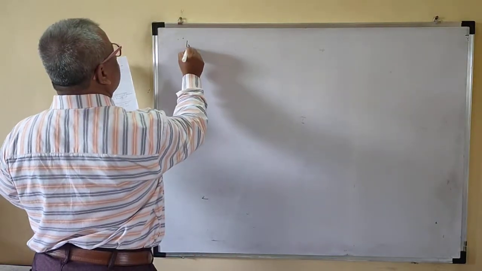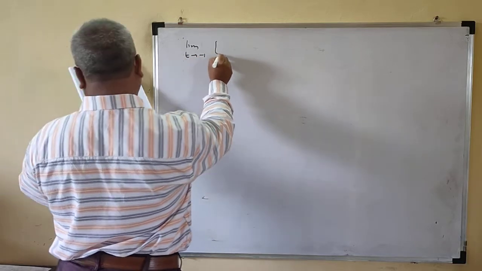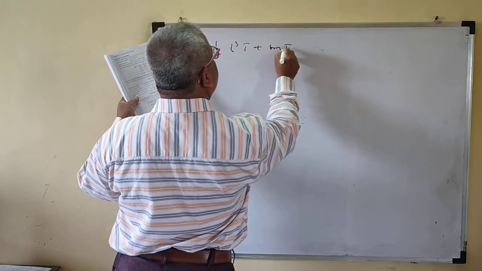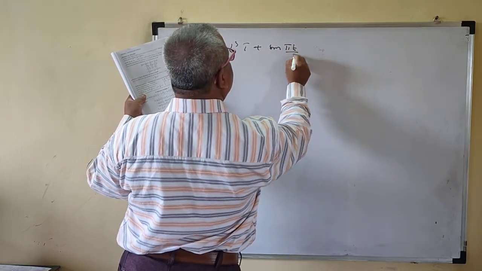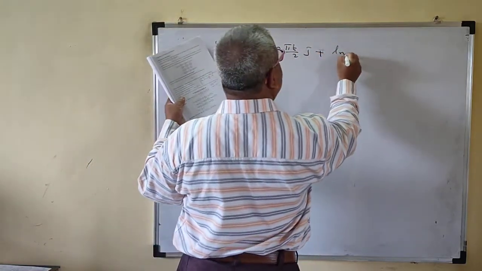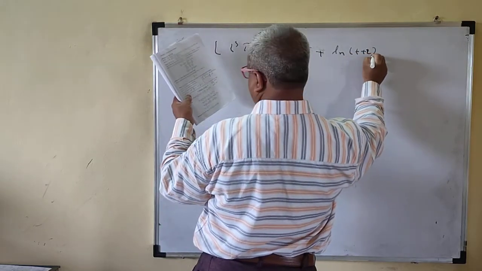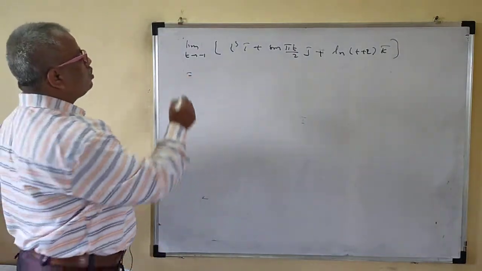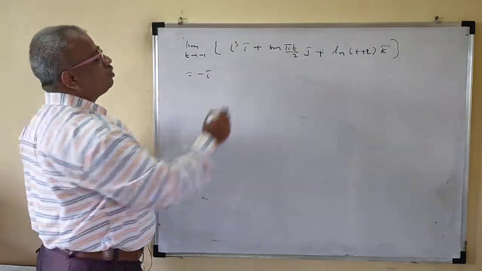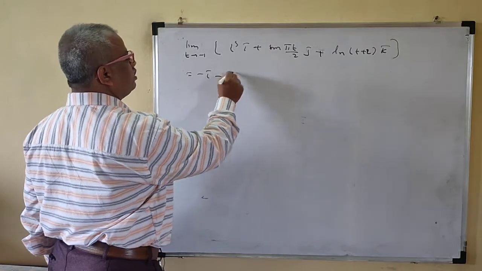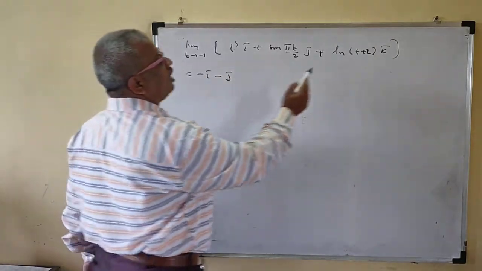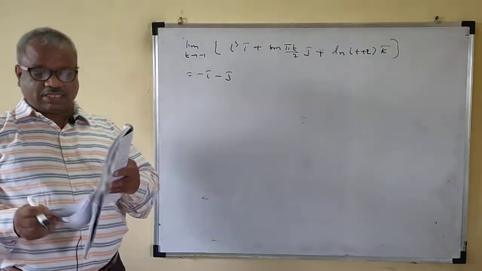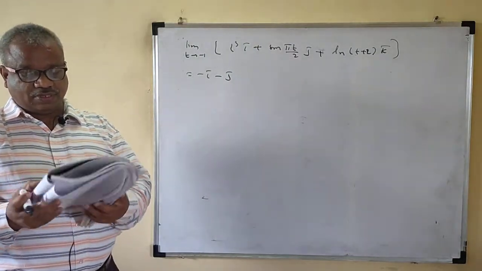So limit t tends to minus 1, suppose, of t cube I bar plus sin pi t by 2 j bar plus ln t plus 2 k bar. Okay, so now what is this? Minus 1, so this is what? Minus I bar. Sin minus pi by 2 is minus 1, minus j bar. If you put t is equal to minus 1, log 1 is always 0. So minus I bar minus j bar is your answer.